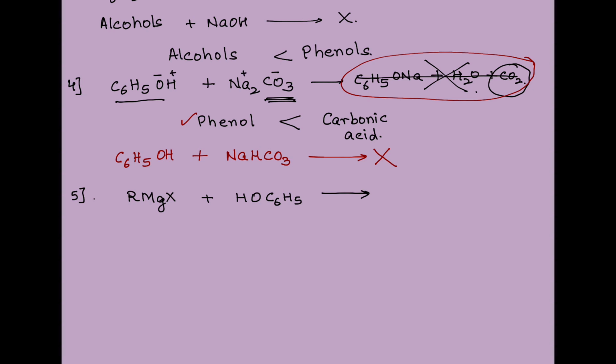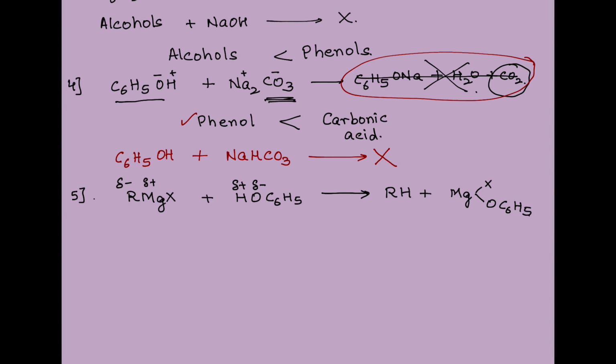Now, when you do alkyl magnesium halide, remember what we did? Yes, a positive and a negative. And in the case of compounds with active hydrogen, positive and negative. So positive goes to negative and negative goes to positive. RH plus the phenoxide derivative of magnesium halide, right?